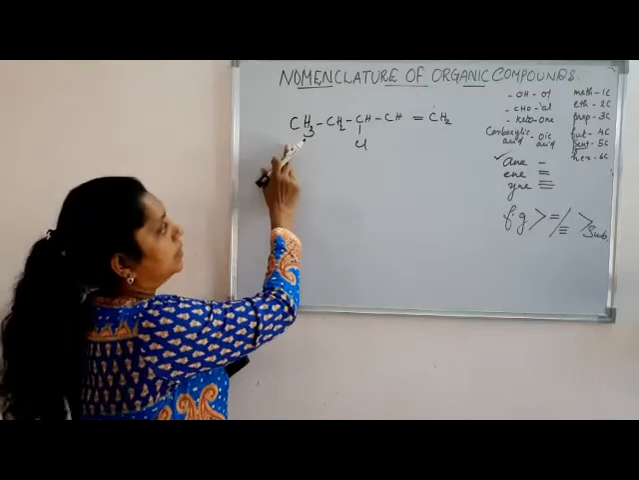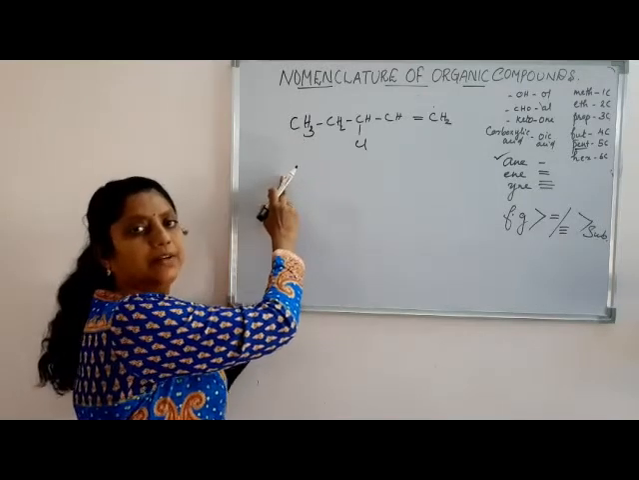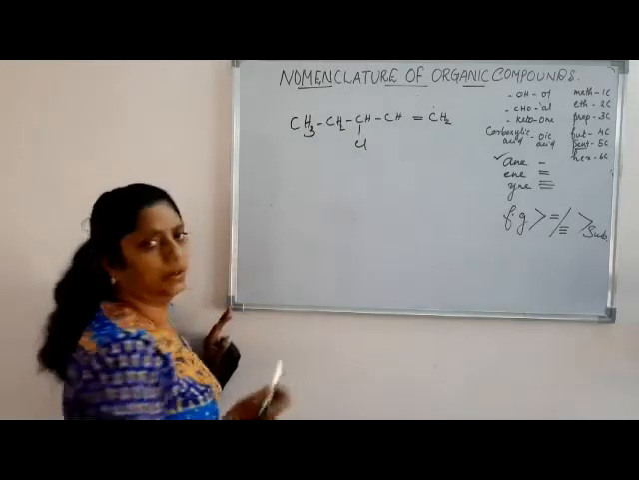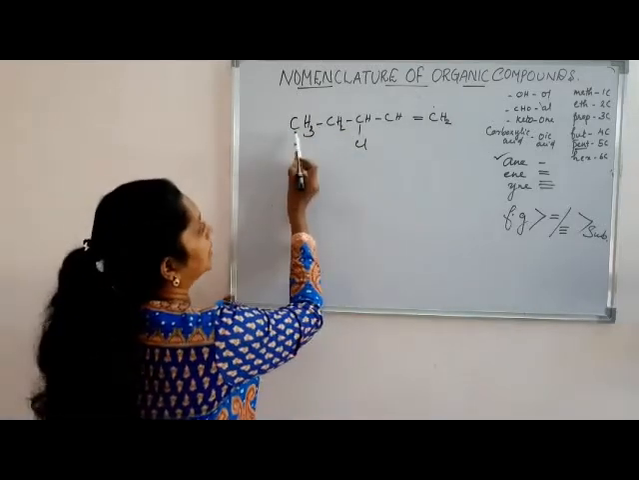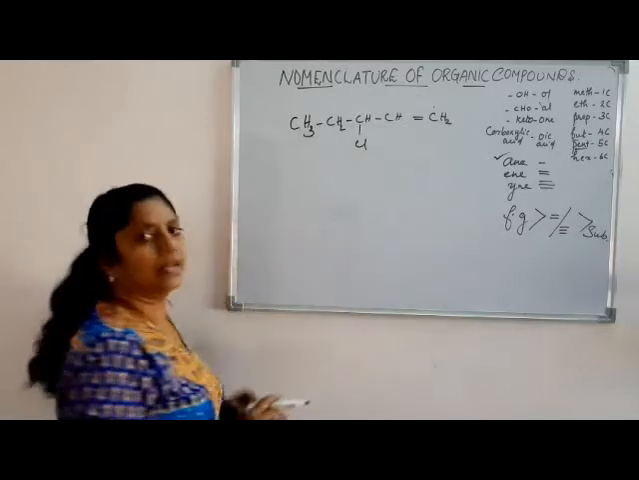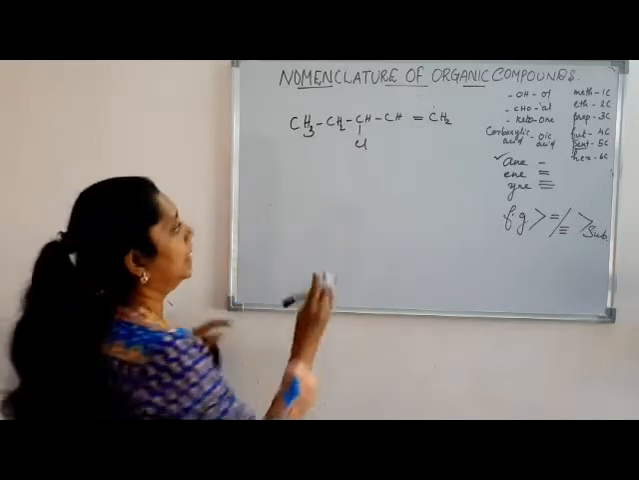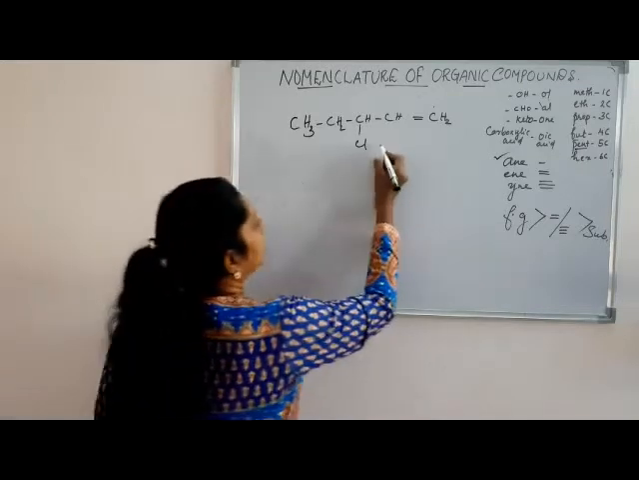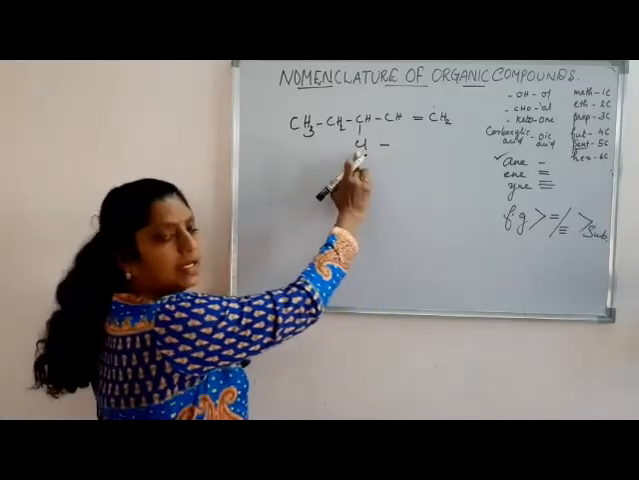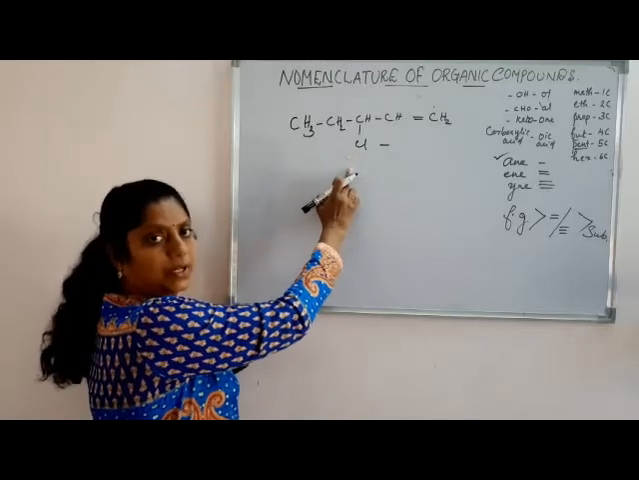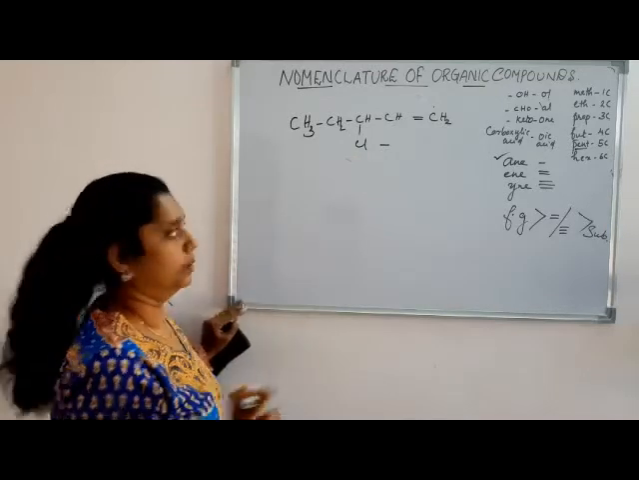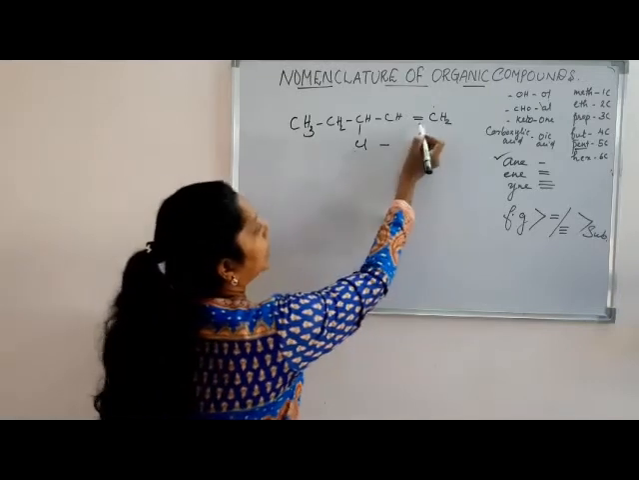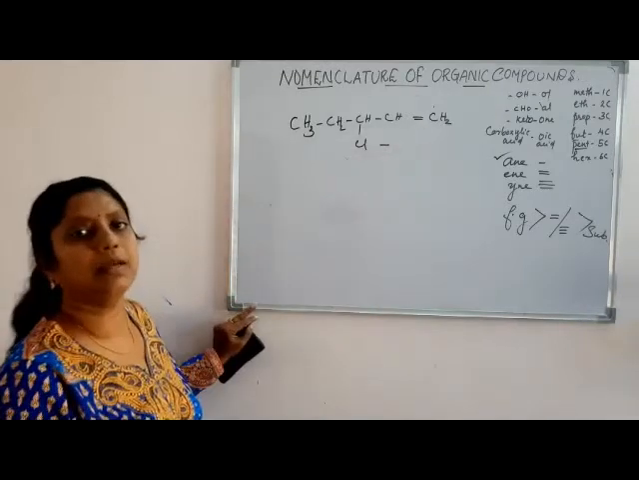This is the next compound. So first we have to identify the longest chain. This is the longest chain present in the molecule. And how many carbon atoms? 1, 2, 3, 4 and 5 carbon atoms are present here. And we can see a branch in one of the carbon atoms. This is the chlorine atom. Chlorine atom is treated as the substituent here, not as the functional group. Here a multiple bond is present in the compound.